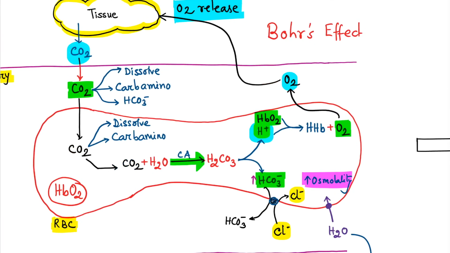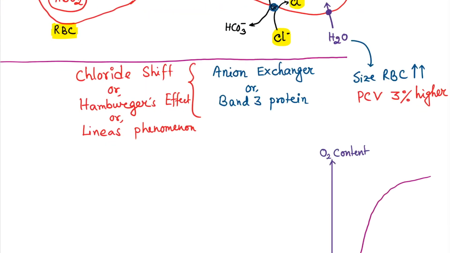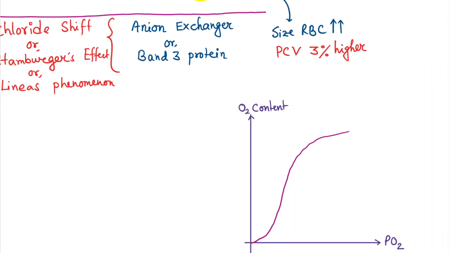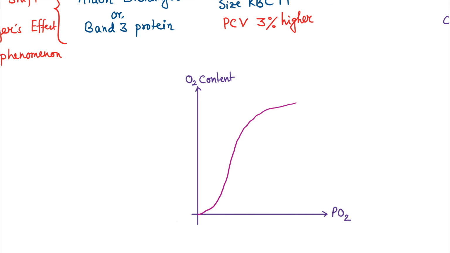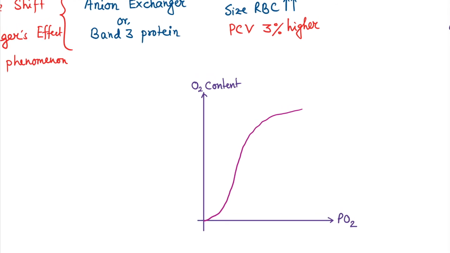Bohr effect is described with the help of the oxygen hemoglobin dissociation curve. It's a separate topic, you have to read it later on. But look at the oxygen hemoglobin dissociation curve. The x-axis is the partial pressure of oxygen and the y-axis is the oxygen content. We all know that the oxygen hemoglobin dissociation curve has a sigmoid shape.